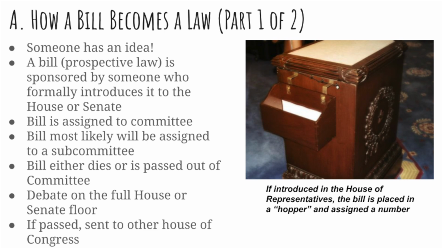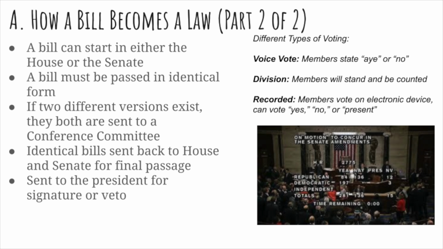If the bill then is lucky enough to make it out of committee, it would go to what's called the Committee of the Whole, and basically that is the full House or the full Senate floor, where any representative or senator can then discuss, debate, and propose amendments to that bill. A simple majority will approve that bill and send it to the other chamber where the process would start all over again.